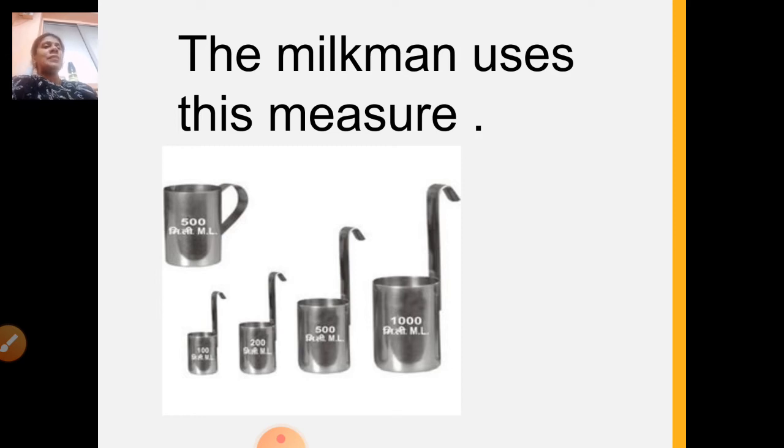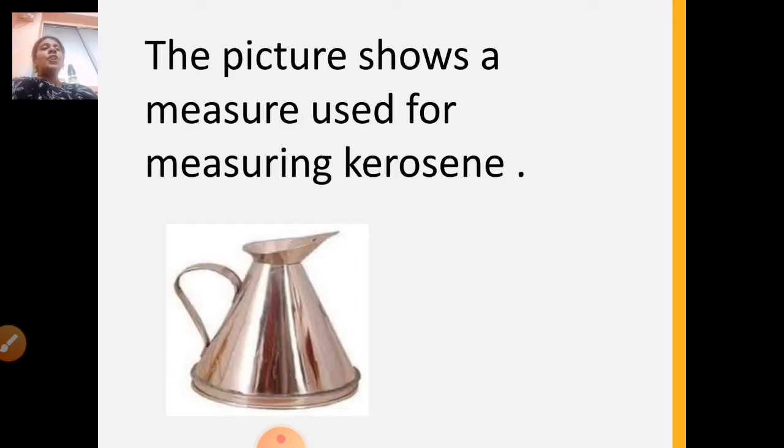The milkman uses these measures. As you can see on your screen, 1000 ml, that is a can, then 500 ml, then 200 ml, 100 ml. So these measures are used by the milkman. When we go to buy milk, the milkman measures the milk in this type of can. If he measures 1000 ml, it will become 1 liter. If he measures 500 ml, it will become half a liter. The picture shows a measure used for measuring kerosene. This can is used for measuring kerosene.